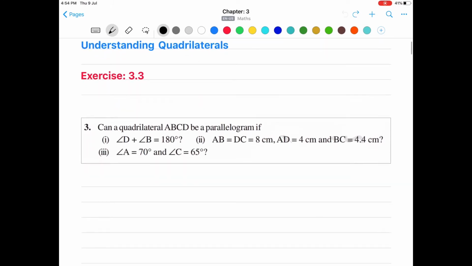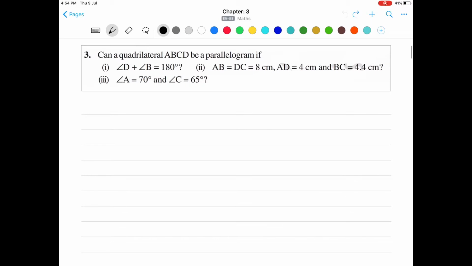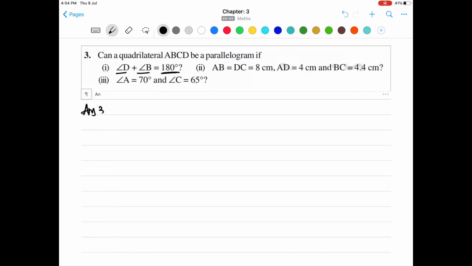The question number 3 is: can a quadrilateral ABCD be a parallelogram if, first case, its two angles D and B are equal to 180 degrees? The condition given to us is that angle B and angle D of the parallelogram ABCD sum to 180 degrees. So you are asked if this can be a parallelogram. Let's write its answer. Number 3, part 1. We are given the condition angle D plus angle B is equal to 180 degrees.